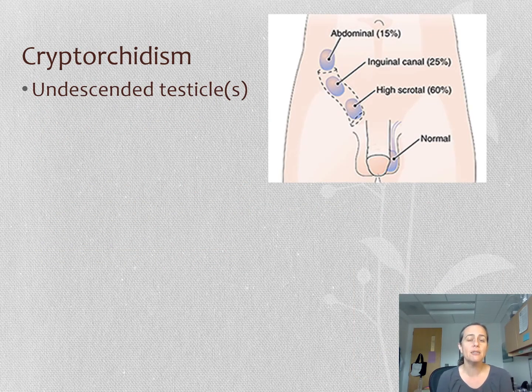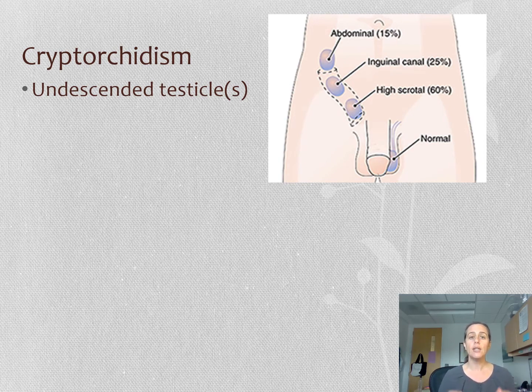All right, next thing we're going to talk about is cryptorchidism. Orchid comes from the Greek and it means testicle. I don't know why it's also the name of the flower, but orchid means testicle, and crypt means like cryptic, as in hidden. So this is an undescended testicle.